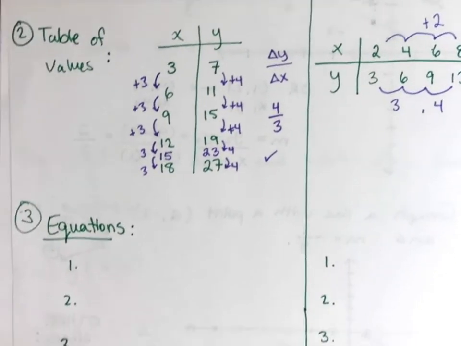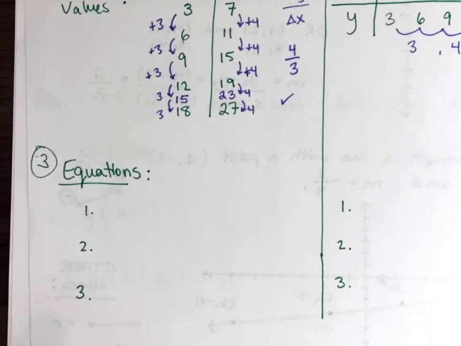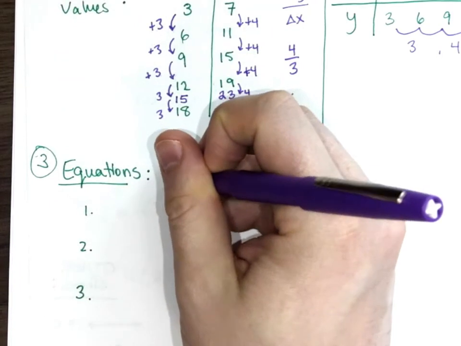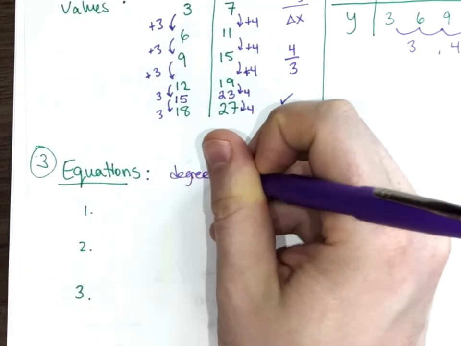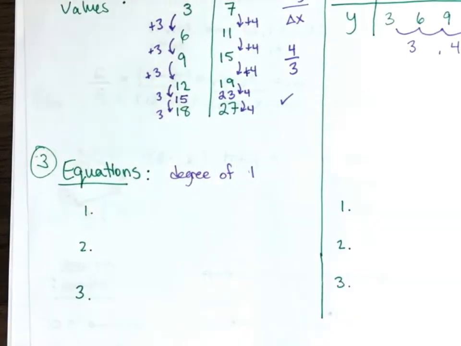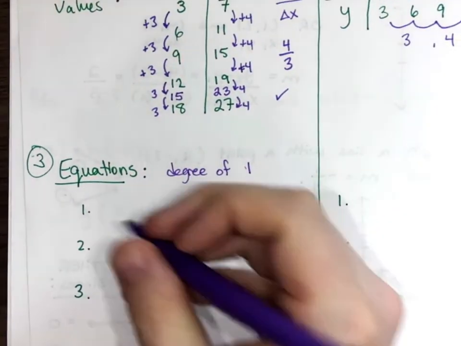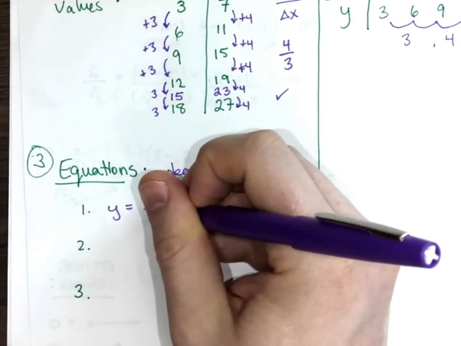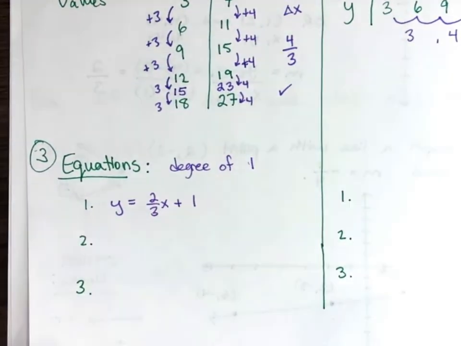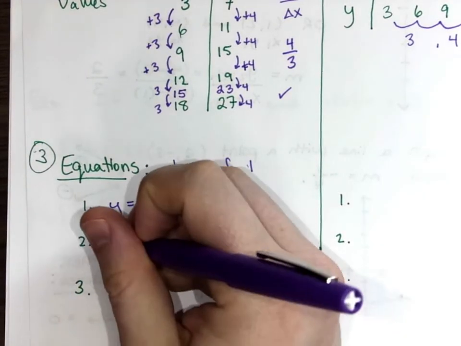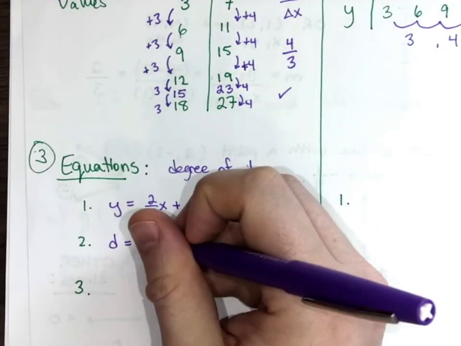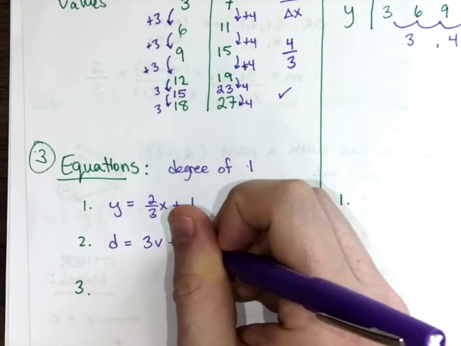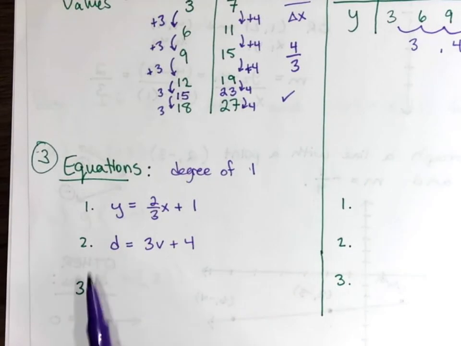And finally, the last thing that can tell you if something is linear or nonlinear is to look at their equations. What you're looking for is a degree of 1 in both of your variables. So for example, your y equals mx plus b situation that you may have looked at in grade 9, something like this, a random example, would be a linear graph. Something like d is equal to 3v plus 4. It's not y and x, but it's still a degree of 1, so we're okay.